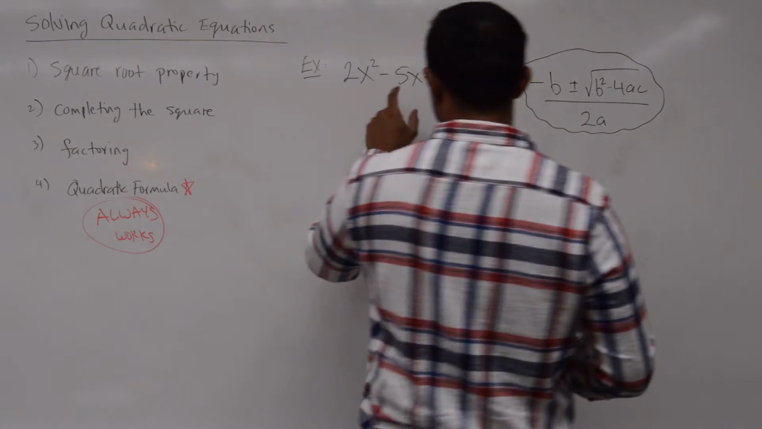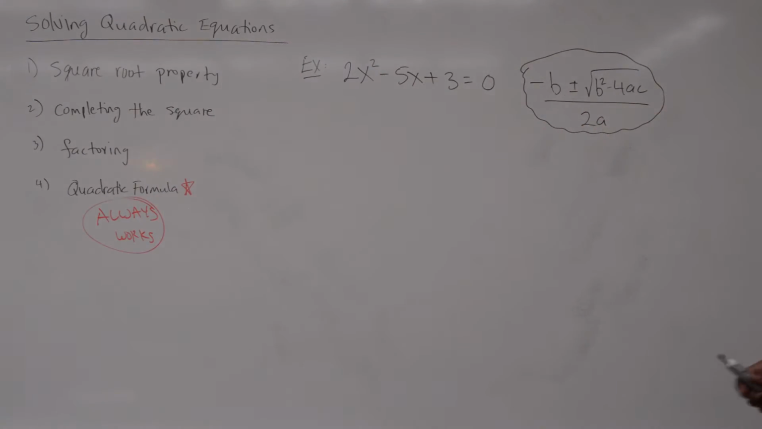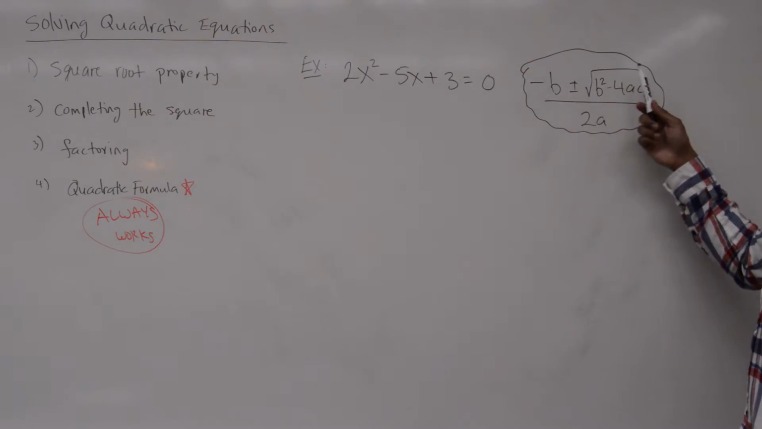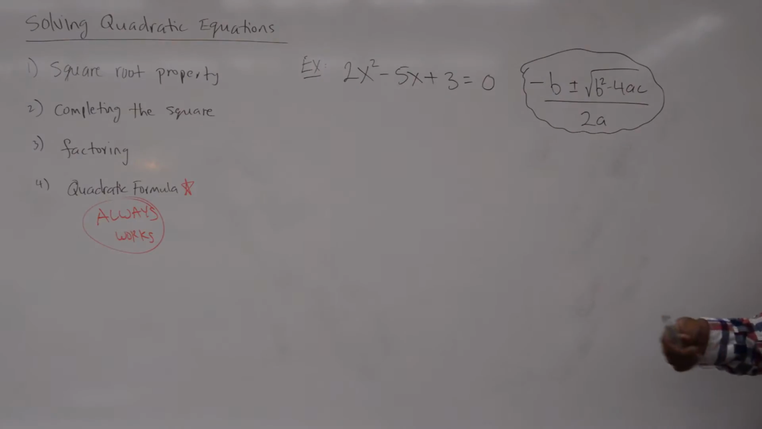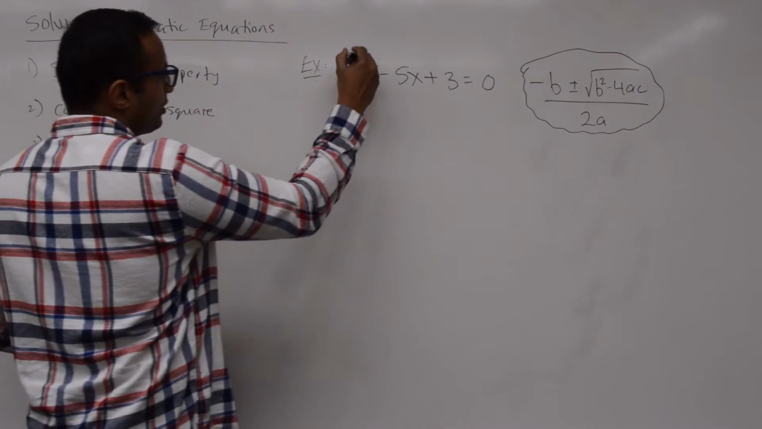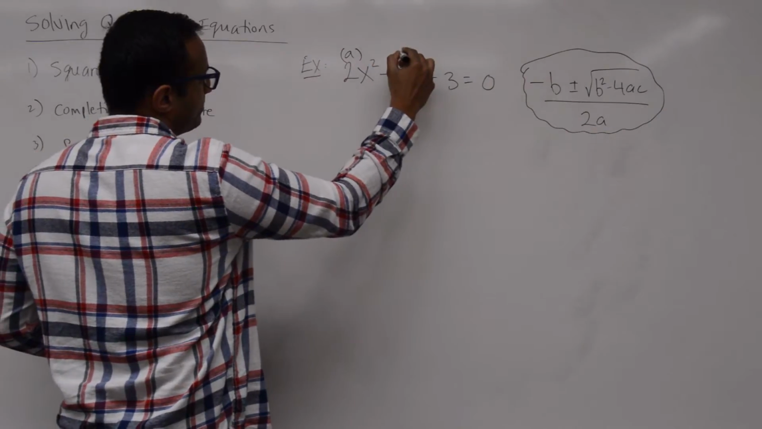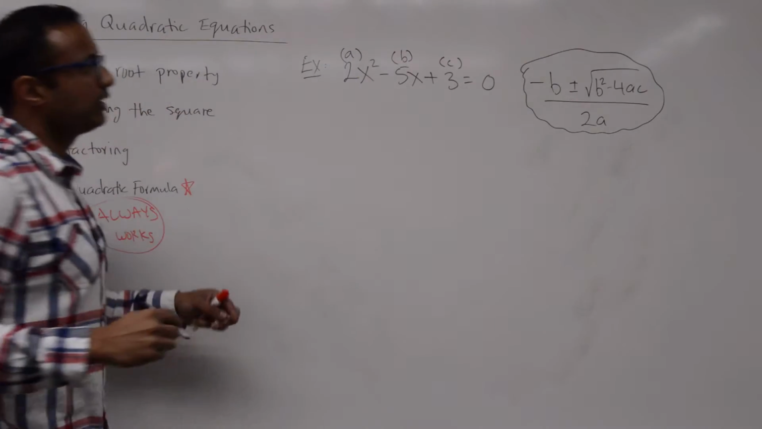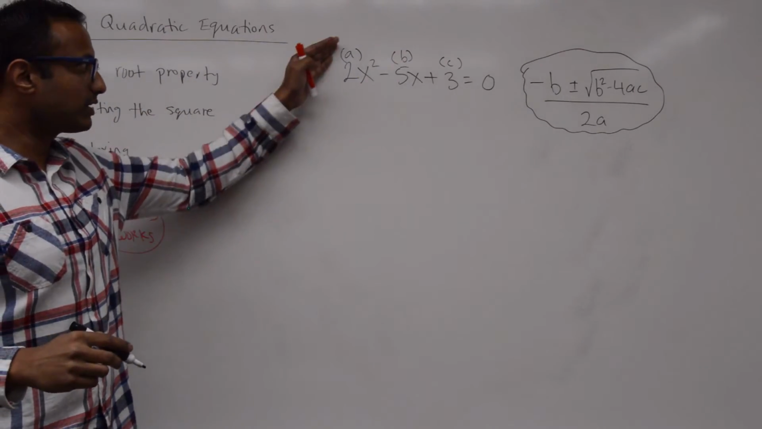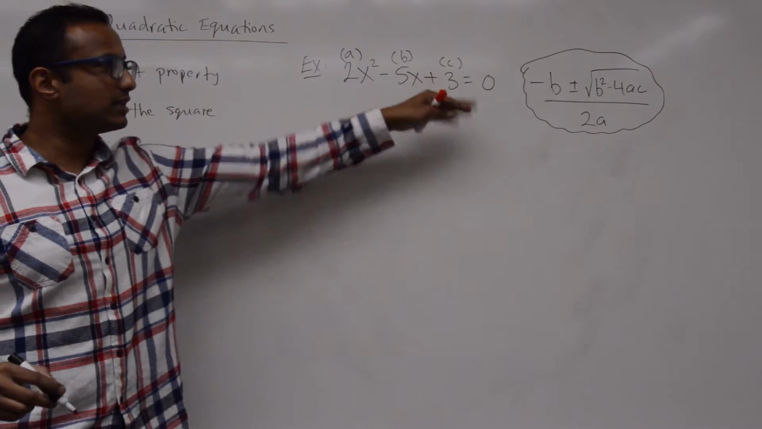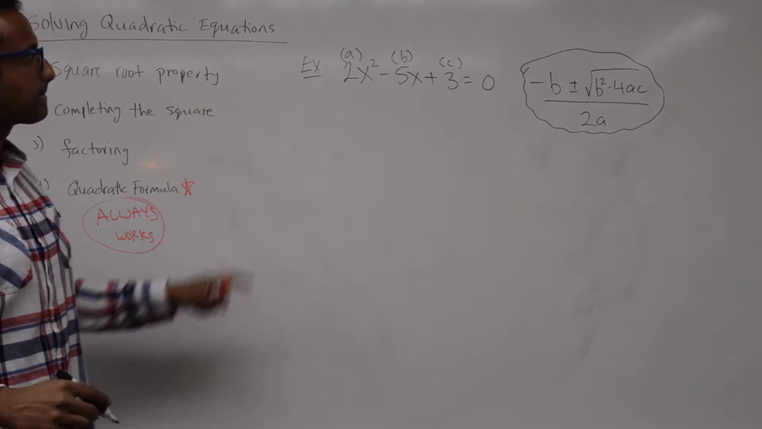We got 2x squared minus 5x plus 3 equals 0. The quadratic formula is negative b plus or minus the square root of b squared minus 4ac, all over 2a. Okay, so let's start plugging stuff in. We have to know what our a, b, and c values are. So a is 2, b is negative 5, and c is positive 3. They're the coefficients: a is the coefficient of the x squared, b is the coefficient of the x, and c is the constant. Okay?